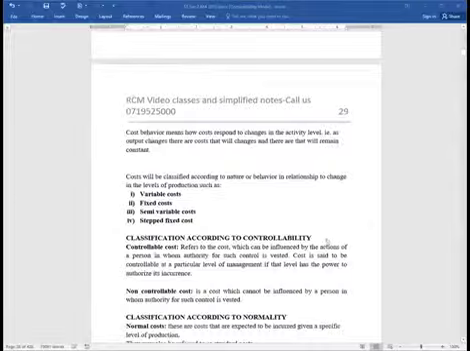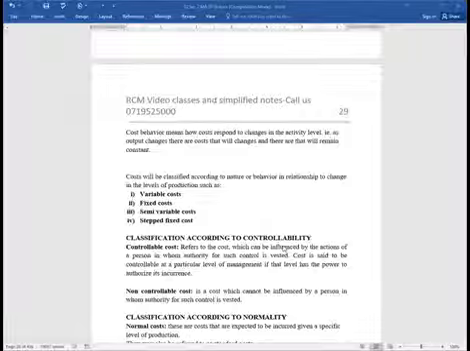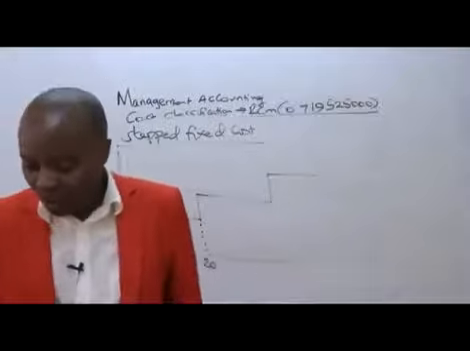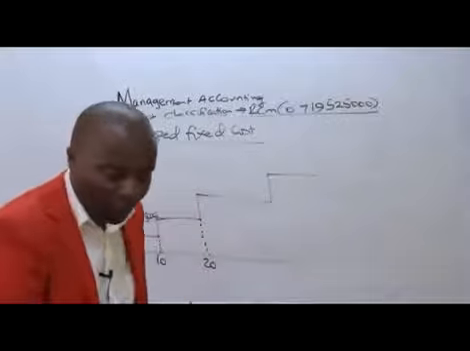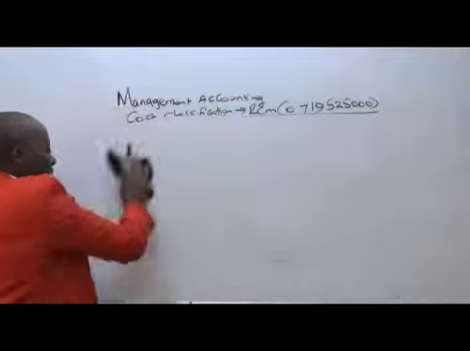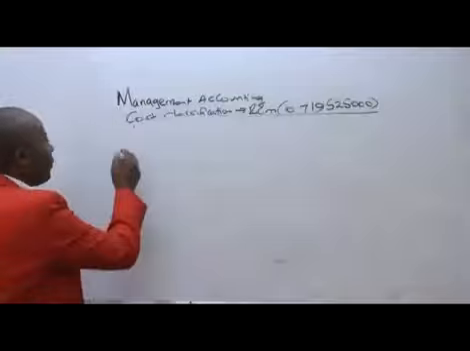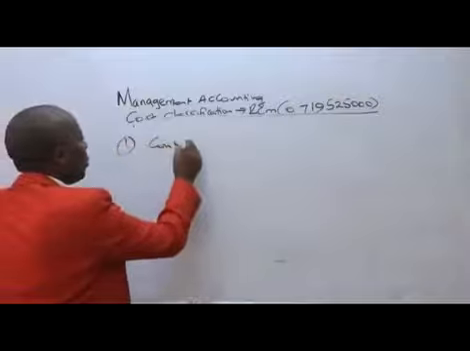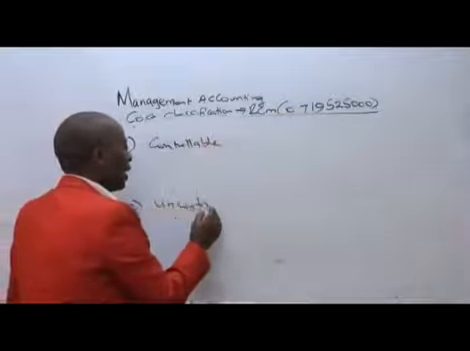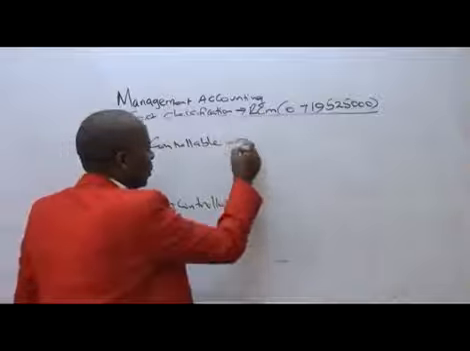So we have classification according to controllability. Under controllability, ladies and gentlemen, we shall be having two classes. Which classes are these? Under controllability classification, we are going to be having those costs which are controllable, and those costs which are non-controllable or uncontrollable, as the name suggests.